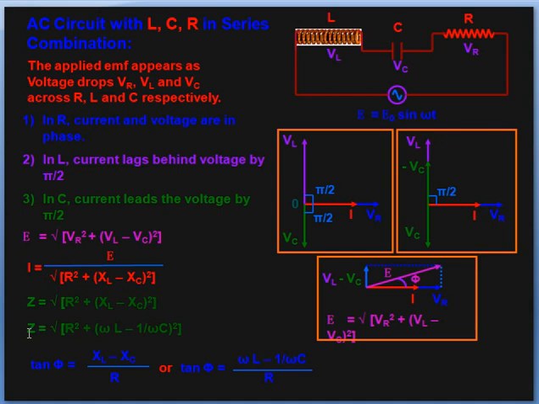And in case of an inductor, current lags behind voltage by pi by 2. In case of a capacitor, number 3, the current is leading the voltage by pi by 2. So the resultant EMF will be root of VR square plus (VL minus VC) whole square, or I is equal to E upon root of R square plus (XL minus XC) whole square.